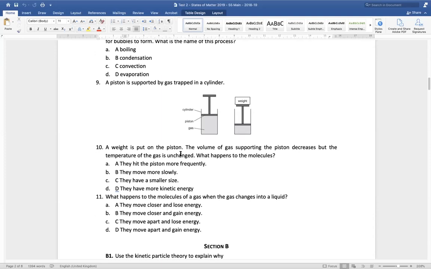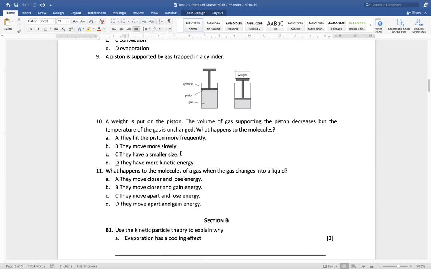Good, good. A piston is supported by gas trapped in a cylinder. So this diagram, they use it all the time. What is it? This is an inverted syringe, nothing else. Although I've seen it in cartoons as well. It explodes. But never mind. A piston is supported by gas trapped in a cylinder.